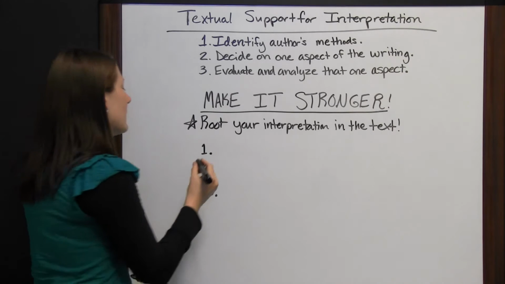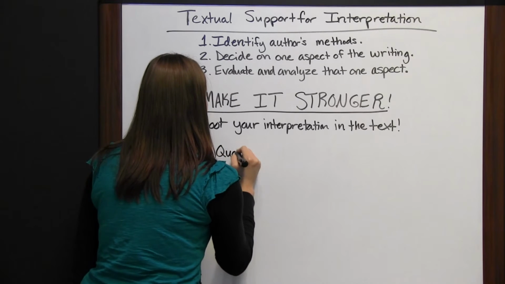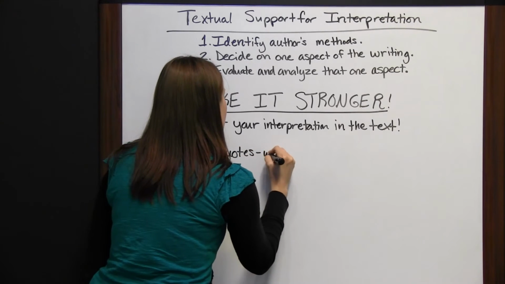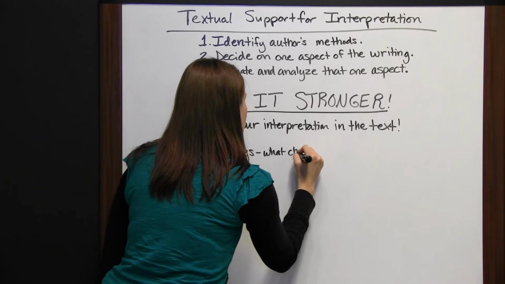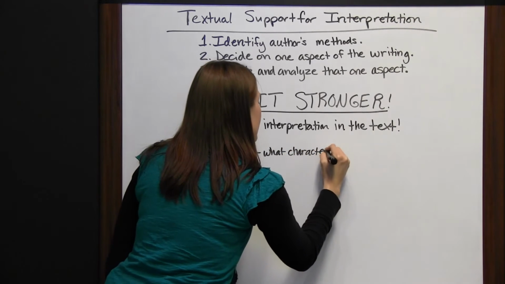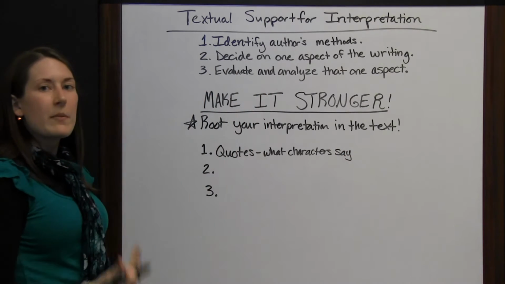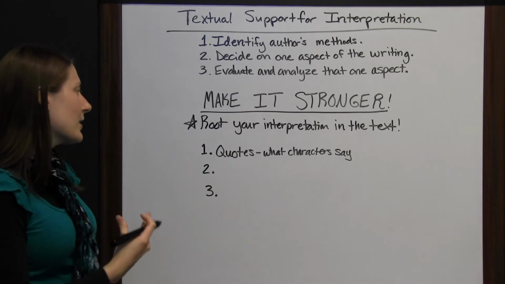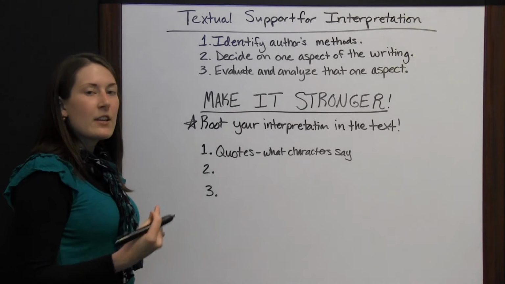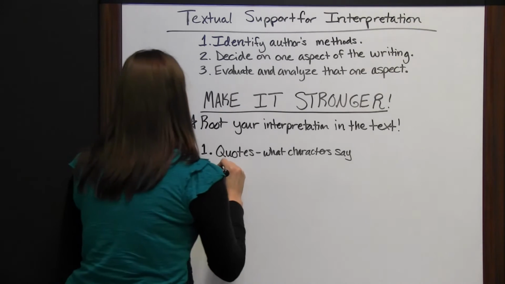So one thing you can look at is quotes. Look at what characters say. This could be something that affects the tone, or it could be something that reflects on a character, or it could be something specific letting you know what's happening in the plot.